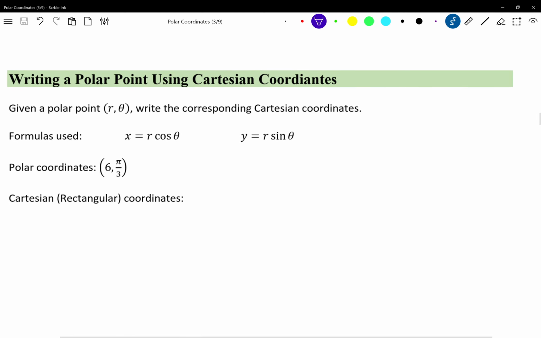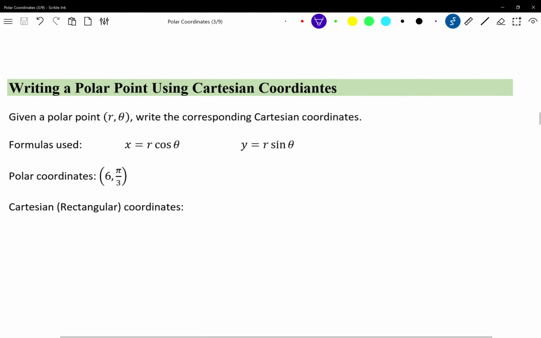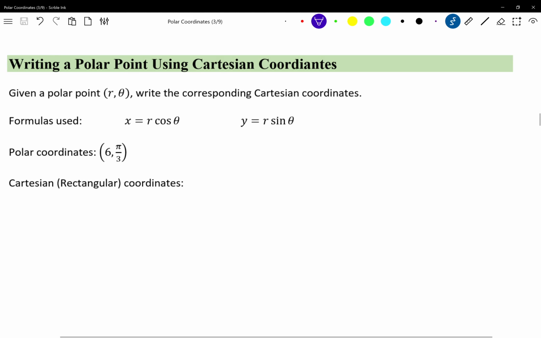Next, let's write a polar point using Cartesian coordinates. So remember the formulas we derived up above. We had x is equal to r cosine theta and y is equal to r sine theta. So given an r and a theta, we can easily find x and y by just plugging and chugging.